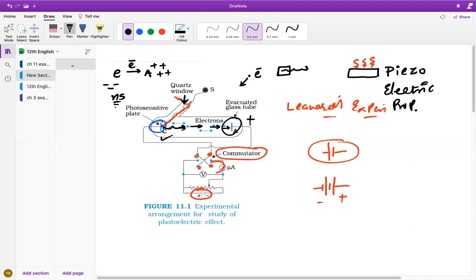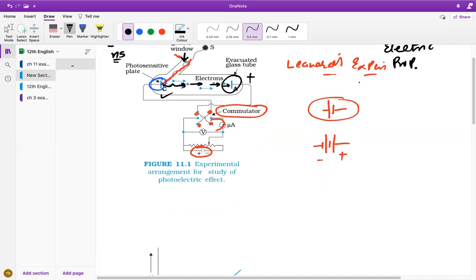From this experiment, what have you learned? From this experiment, you can say that the electron's intensity, frequency, electric potential and the material are important. So first of all, the very first thing I'm mentioning here is that these four things are very important after observation of this experiment.